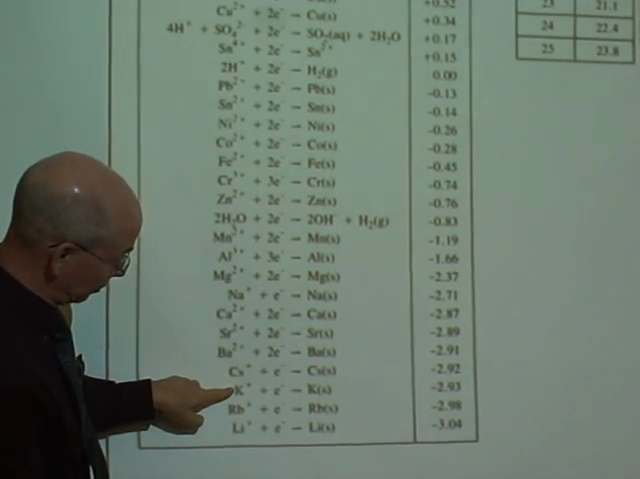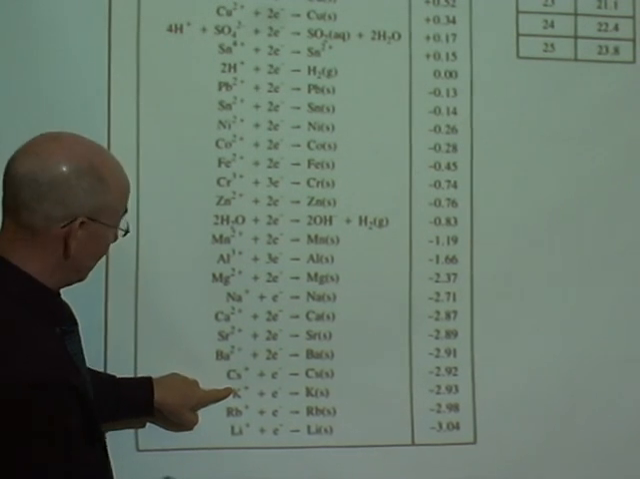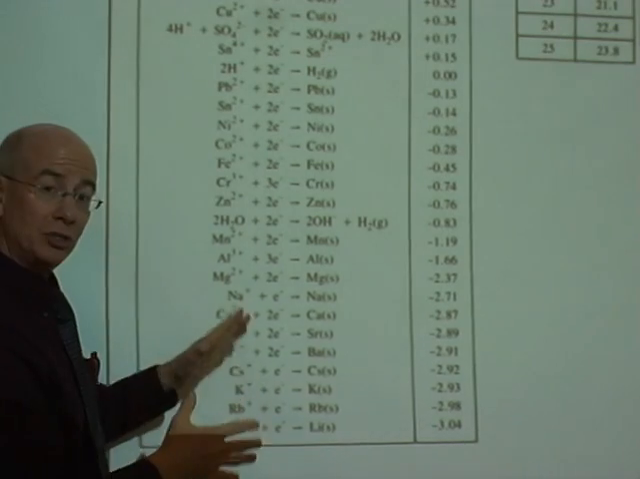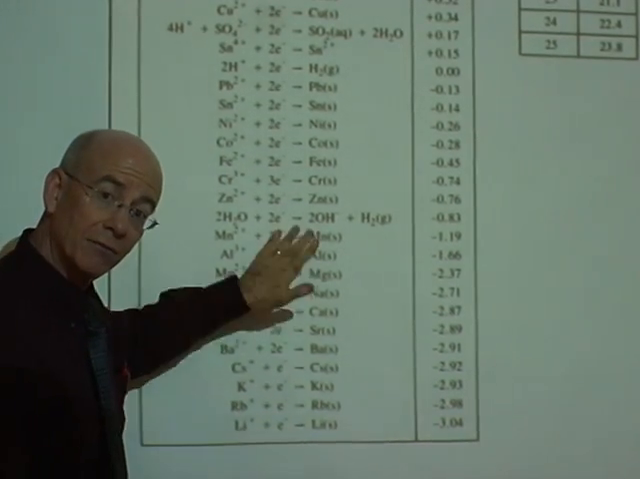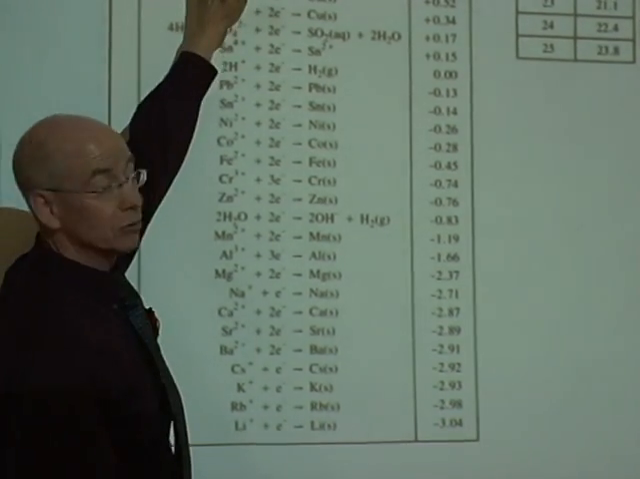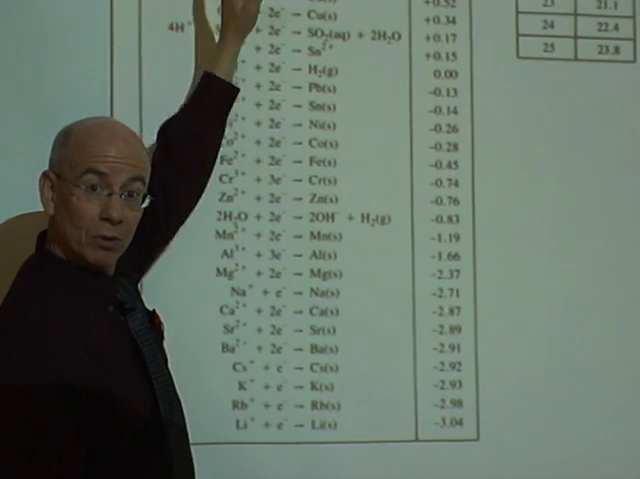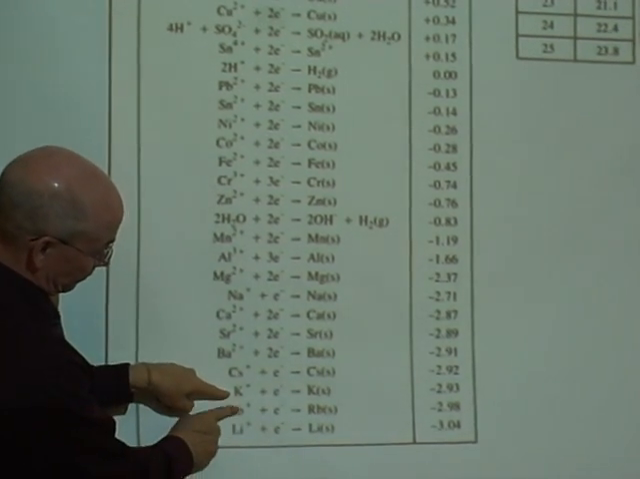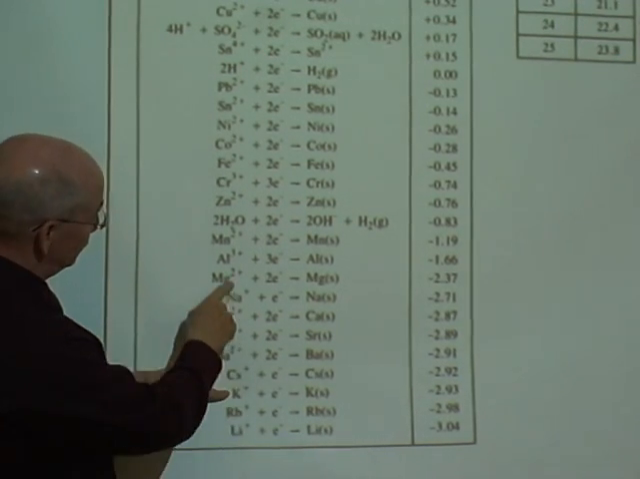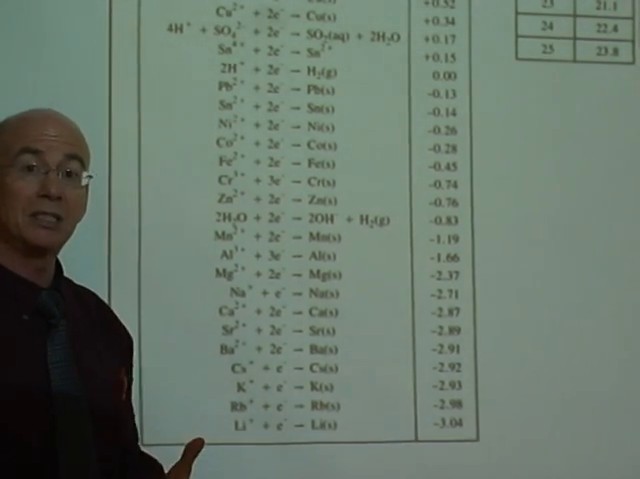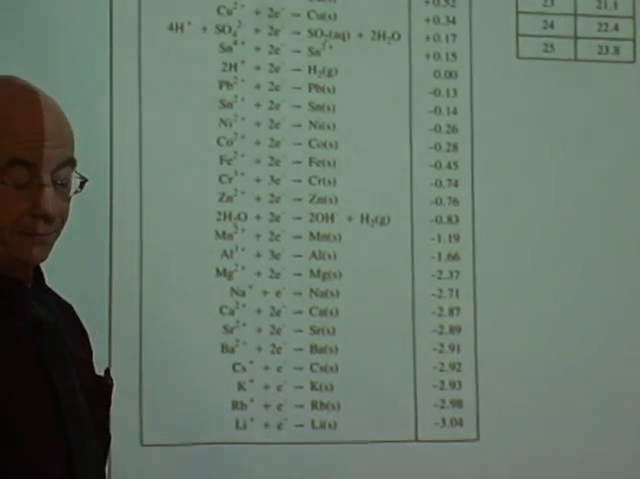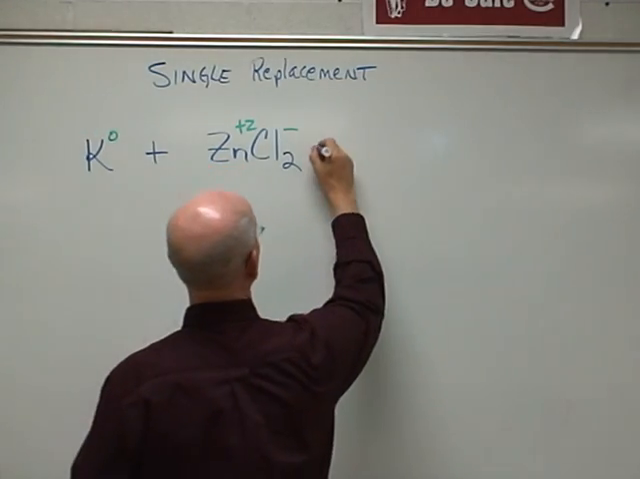You can also see potassium's right there. And zinc is quite a ways up. Zinc is up here. So by this chart, the metals are more active the farther down you go. The nonmetals are more active the farther up you go. But we're dealing with metals. So we look here. Lithium's the most active. Potassium's the third most active. Zinc's up here. So potassium is in fact more active than zinc. We know that this reaction will take place.